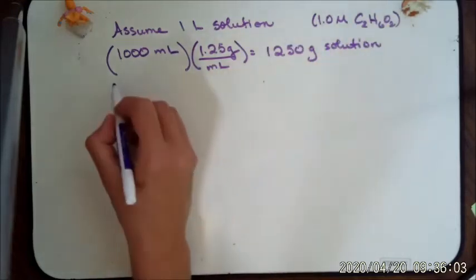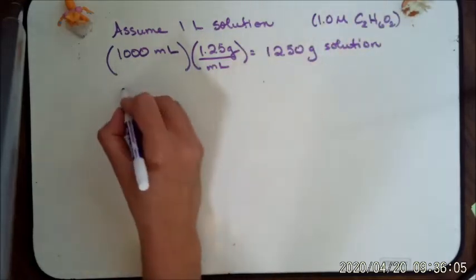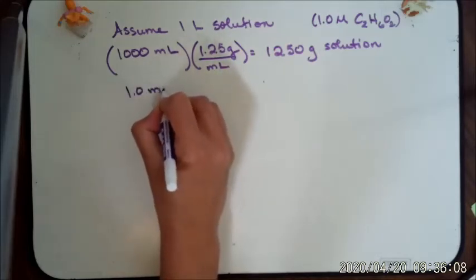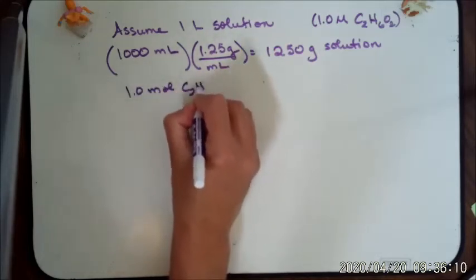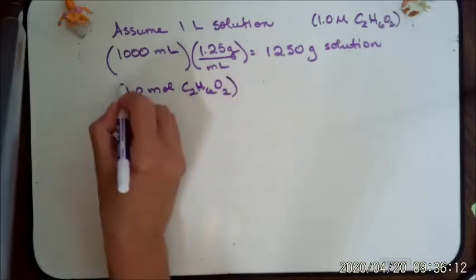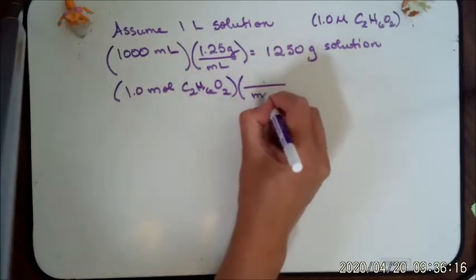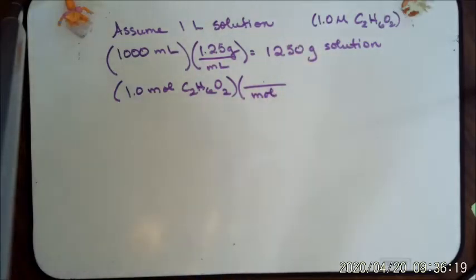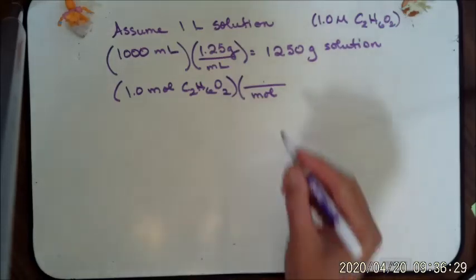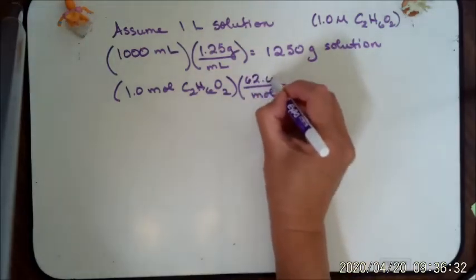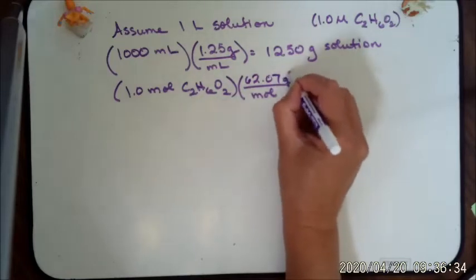Now we know that with 1 liter we have 1 mole of C2H6O2. We can convert that to mass. Get something like 62.07 grams.